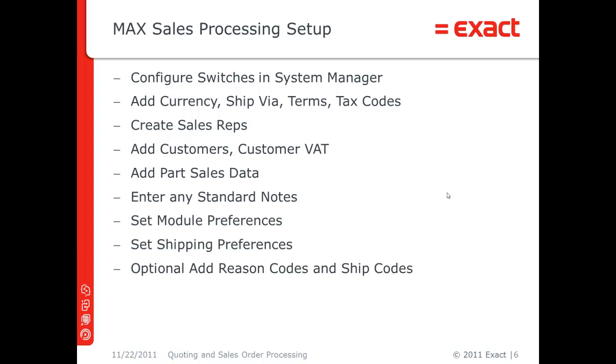We'll add part sales information. We'll enter in any standard notes that you want to print on sales orders and acknowledgments and invoices. Then we'll set some module preferences. We'll show you how to set shipping preferences, and there's the availability of adding reason codes and ship codes.